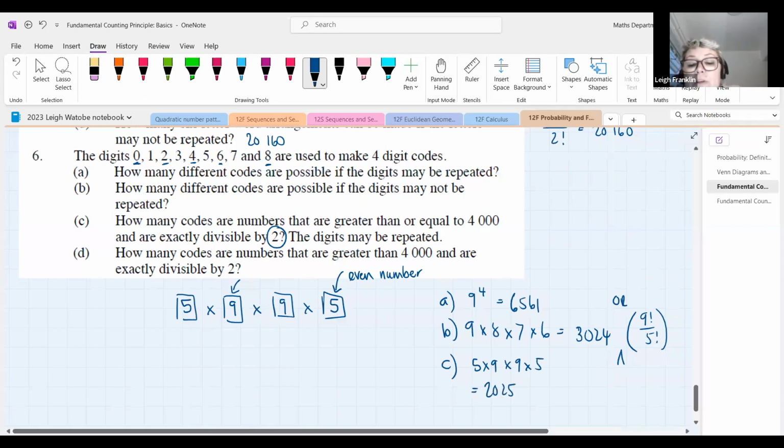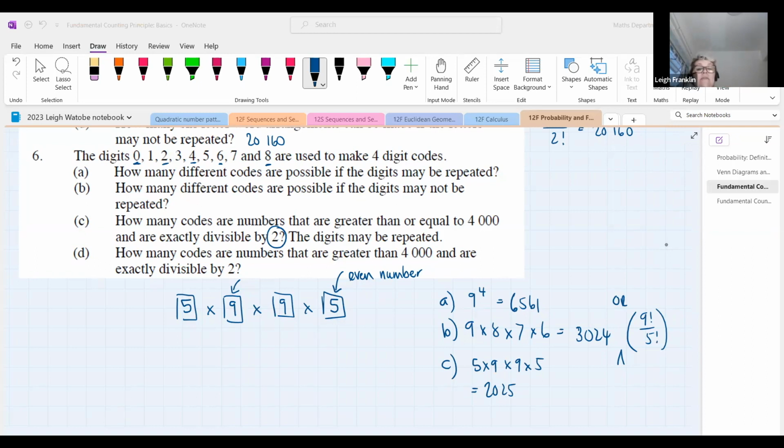And if you've got a question, why is it 5 at the end? Okay, because Kumo, it has to be an even number because the number has to be divisible by 2. So there can only be a 0 or a 2 or a 4 or a 6 or an 8 at the end. So that's 5 possible digits that you can have at the end. Any other questions?